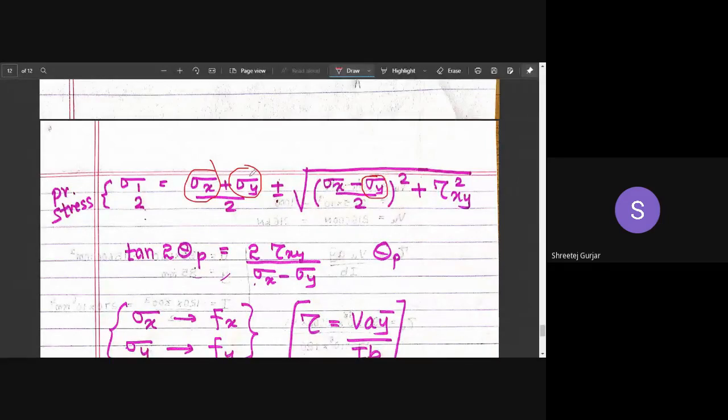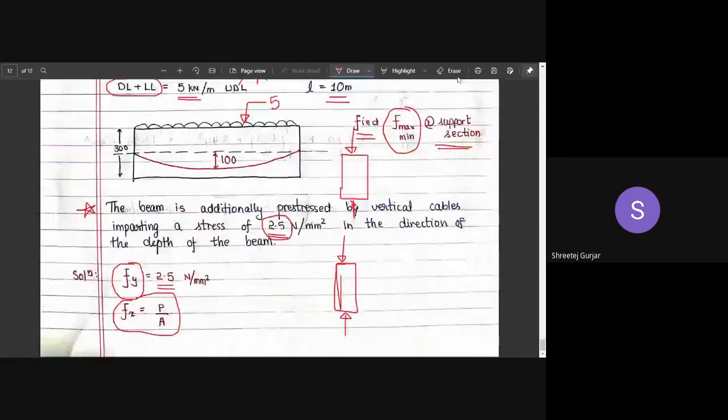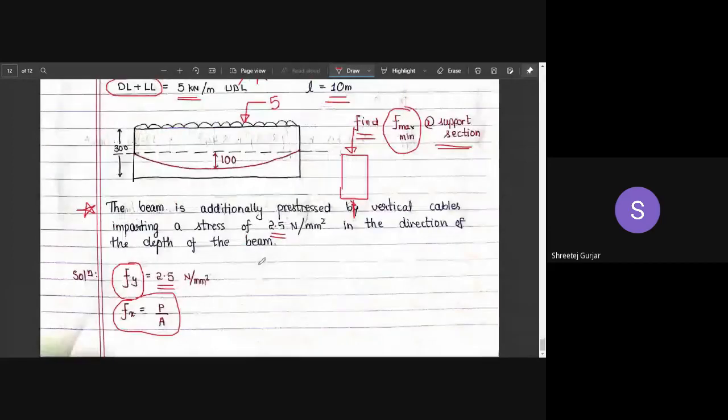Now suppose sometimes they do not give us the value of Fy directly. They give you in terms of force, right? Usually for Fx, they give you in terms of force, which we later convert to Fx. Similarly, they will give you in terms of Fy, in terms of vertical force. They will tell you that the stirrups have a vertical pre-stressing force in them.